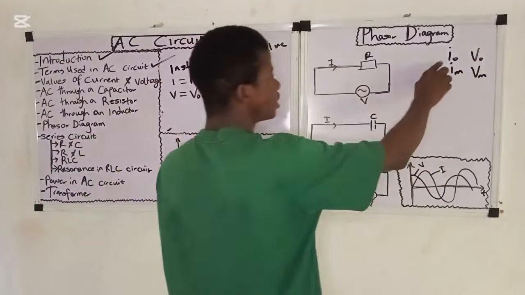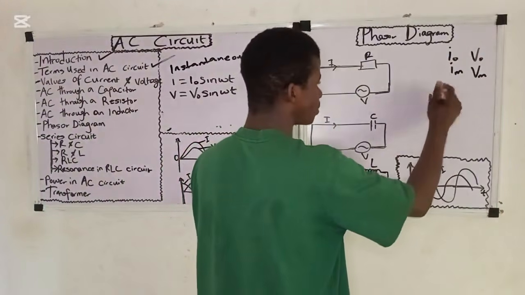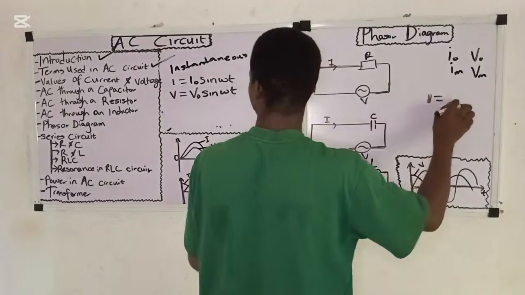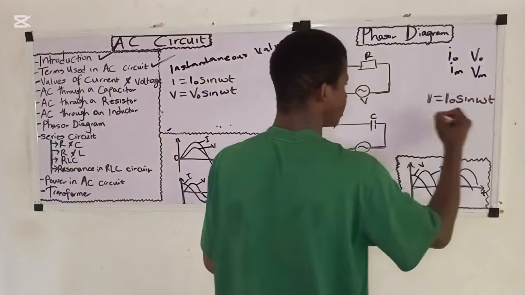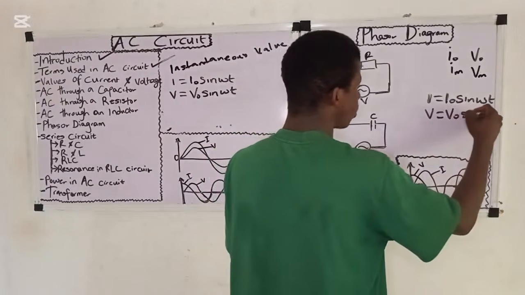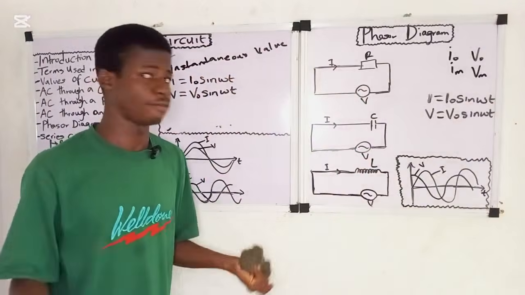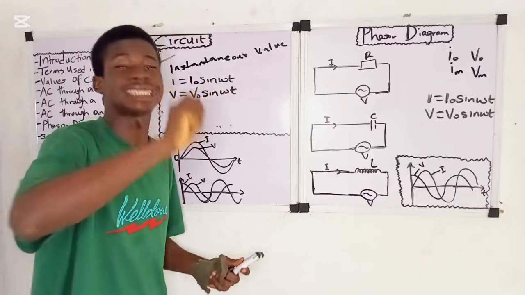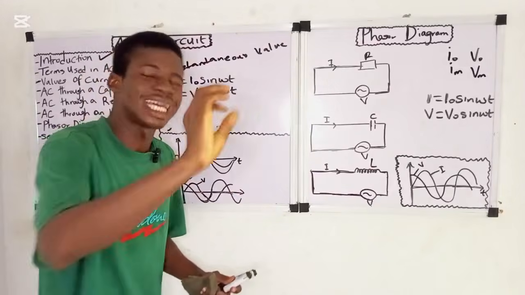So this is what the peak value is, right? Then when you say I is equal to this, the instantaneous value of current is equal to the peak value of current times sine omega t. Then the instantaneous value of voltage is equal to the peak value of voltage times sine omega t. What is the instantaneous value of current and voltage? It is the value of current at any instant of time, or at a particular instant of time.